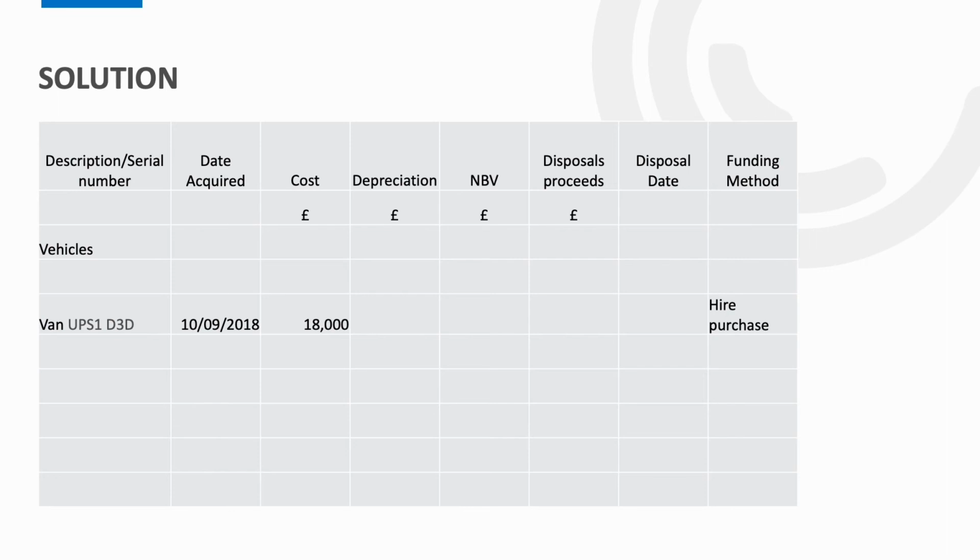We can see that we've identified the van and the registration number, and it's important to have more defining descriptions than just van, because in the future, if we were to purchase another vehicle, it could possibly get a bit confusing, not knowing which asset is which. We've also got in there the original cost and the funding method, which in this case was through hire purchase.